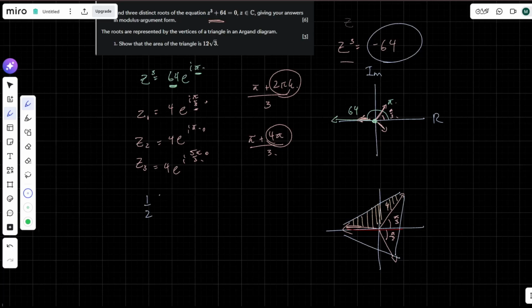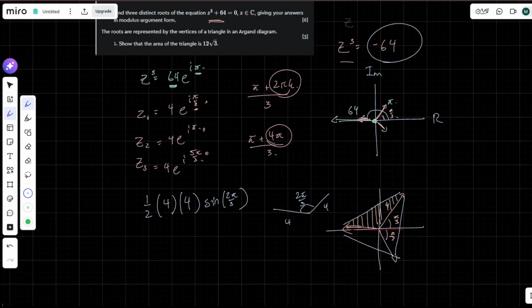Because we can go 1/2, each side is 4, right? For each of those triangles, we've got 4, 4. And then we should know what the angle is going to be, because it's pi over 3 plus pi over 3, so we've got a 2 pi over 3 angle. And so we can put in sine 2 pi over 3, and that will give us our solution for the value.